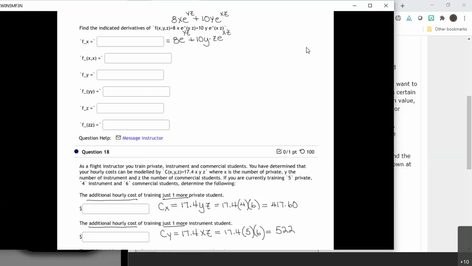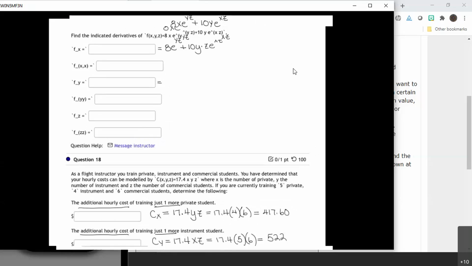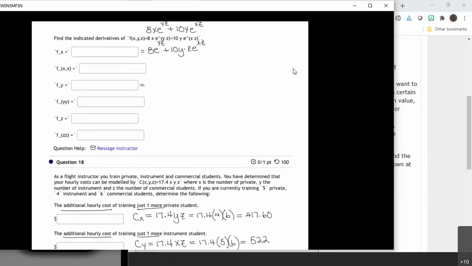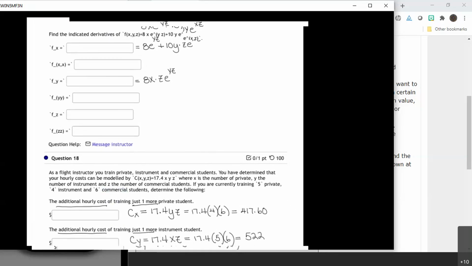Likewise, if I differentiate with respect to y down here, the first term has the y up in the exponent, and the z is the coefficient. So if I differentiate that first term with respect to y, I get an 8x, and then I do the same thing that I did before. I have to bring down the z, e to the yz. So please remember how to differentiate exponentials.